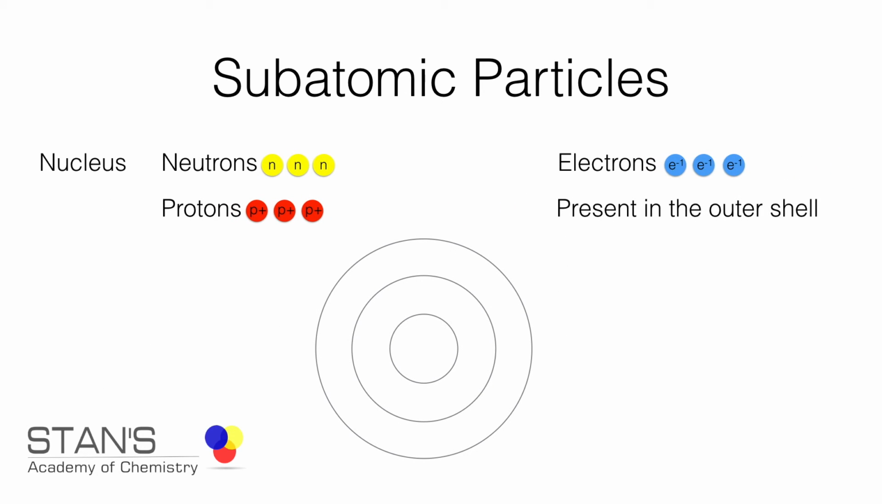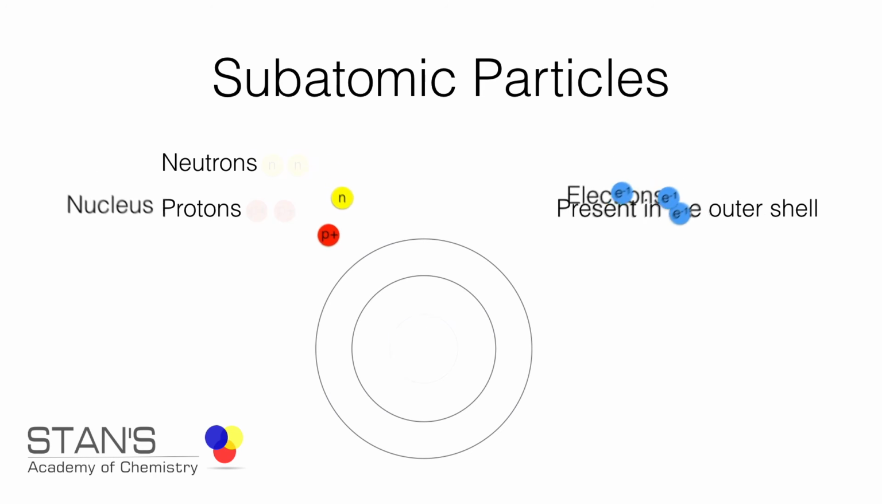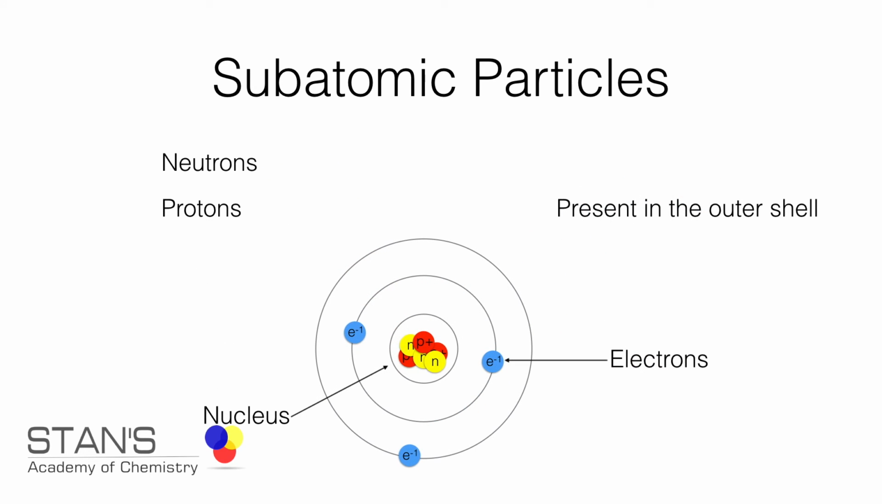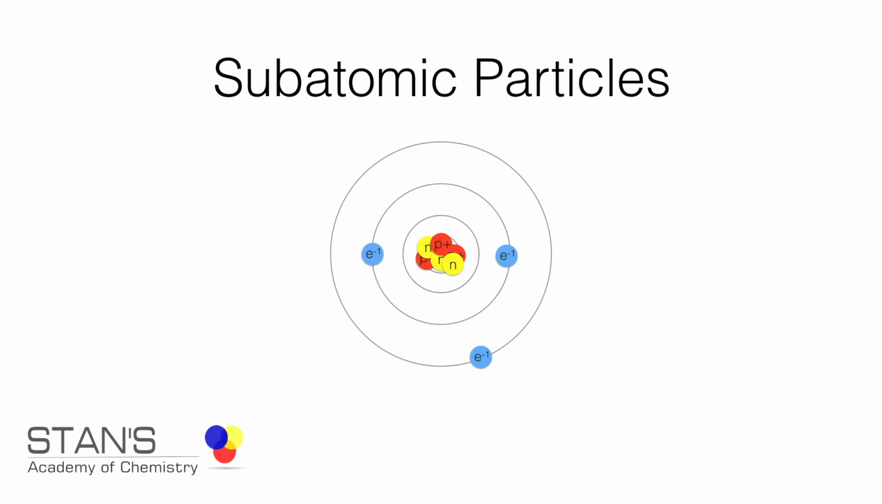The neutrons and the protons reside in the nucleus of an atom, and the electrons are usually present in the outer shells or energy levels. Those are your subatomic particles, and that's it for now.